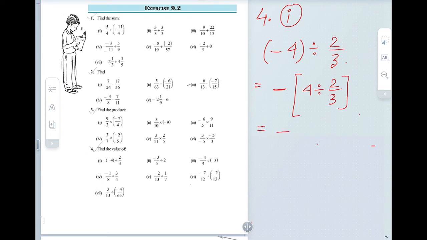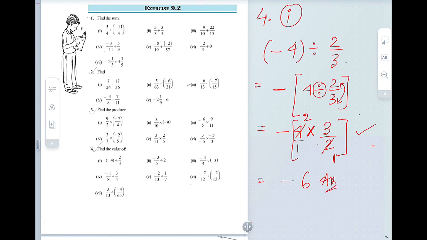Now next step, minus 4, this division sign will be converted to a multiplication sign and this number will be its reciprocal. Okay. Now see, the same way of multiplication we have to do. This 4 can be reduced by 2, this 2 can be reduced by 2, we will get 1. So you are getting the answer minus 6.